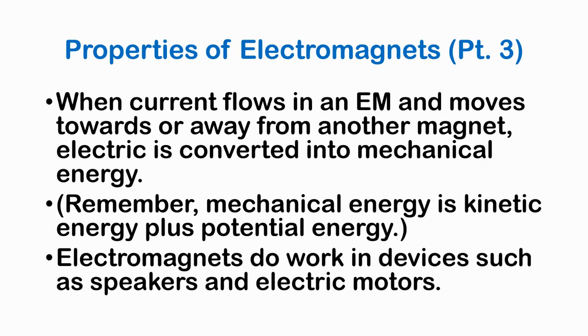When current flows in an electromagnet and it moves towards or away from another magnet, electric energy is converted into mechanical energy. We have that electricity, we created a magnetic field, and since it is interacting with another magnet, that electric energy is being converted into motion and potential energy. Right below that first bullet point, I say, remember, mechanical energy is kinetic energy plus potential energy. Electromagnets do work in devices such as speakers and electric motors. We'll talk about speakers next week.